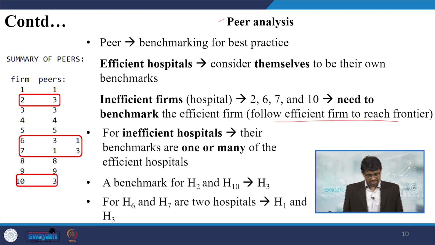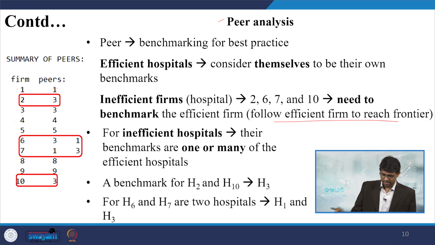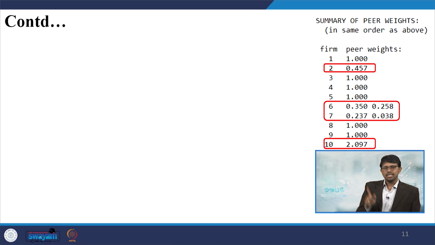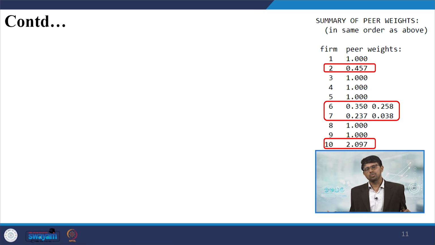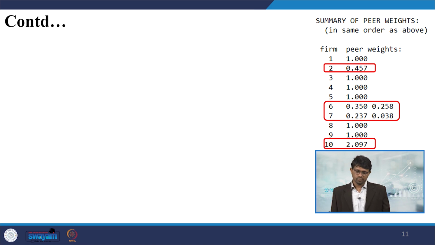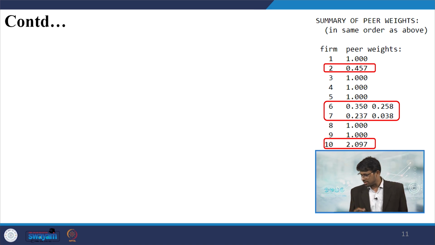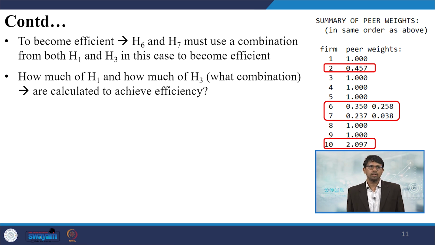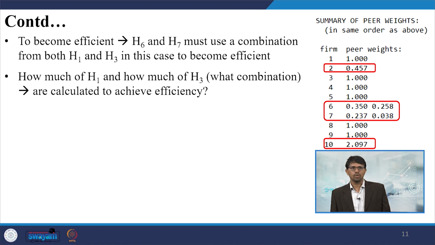Okay. For 6 and 7 there are 2 hospitals, that is H1 and H3, you can just find it from here. Okay. Now, since as I already said peer weights are important, it is not just one that is being competed or confronted with, since there are multiple competitions. So, weights need to be taken carefully. Okay. So, we will explain those weights, I think in our table you have already seen it, and you will also find the same result and check. You just see to become efficient, H6 and H7 must use a combination of both H1 and H3.